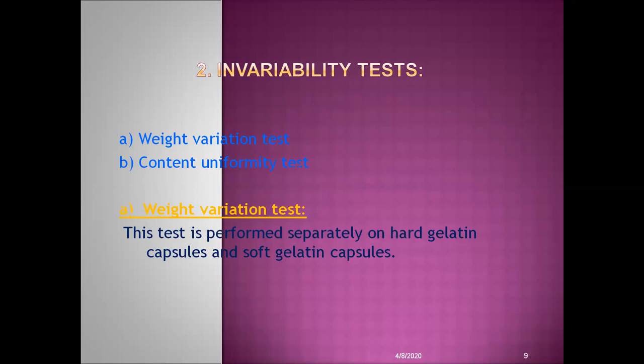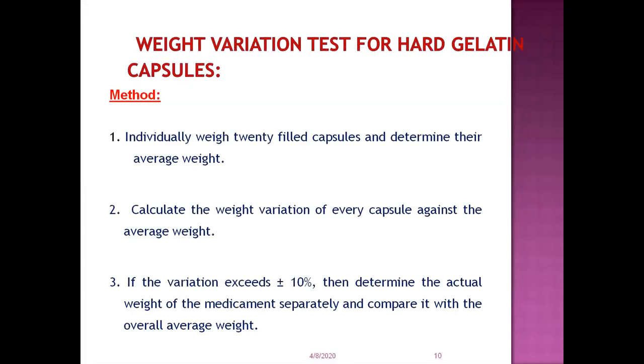Uniformity test. Under that, two tests are already mentioned: weight variation test and content uniformity test. Under that, again, the weight variation test. This test is performed separately for hard and soft capsules. So, the weight variation test for capsules. The method: individually weigh 20 filled capsules and determine their average. That's the first step. Second step is to calculate the weight variation of every capsule against the average.